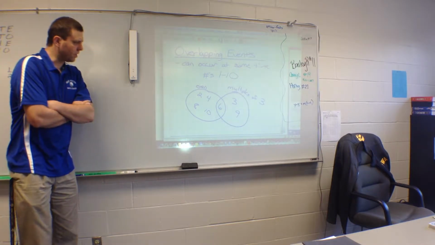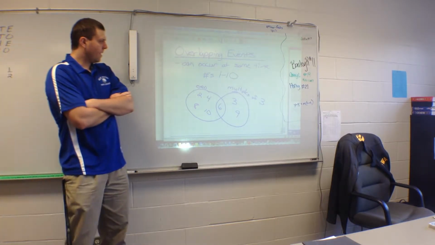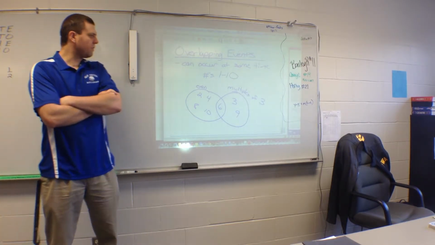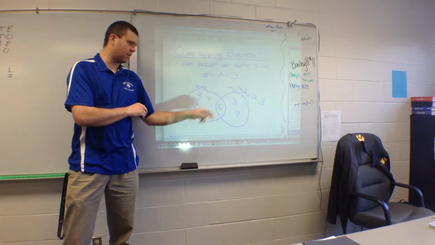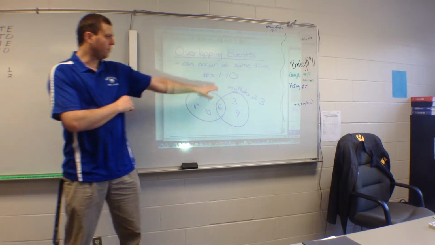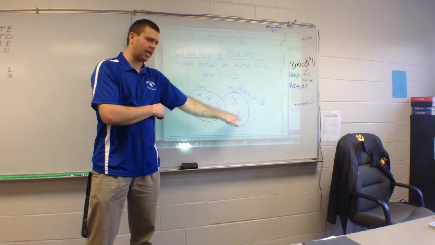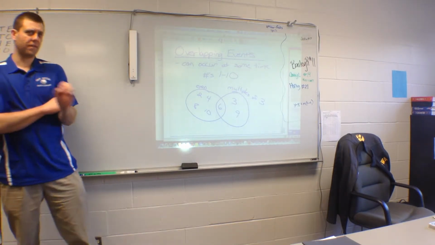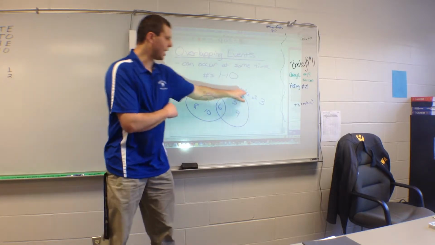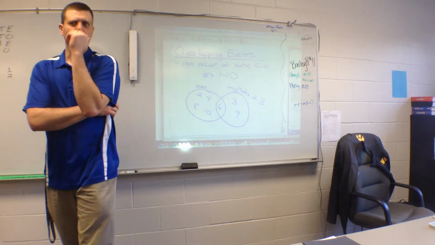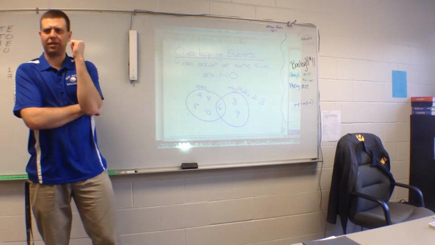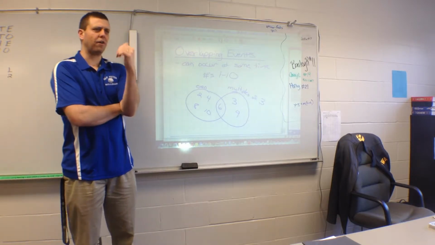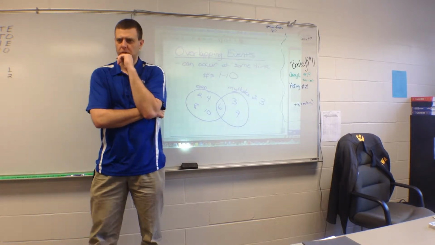Well, if you look at this, all of the even numbers would be 2, 4, 6, 8, 10. All of the multiples of 3 would be 3, 6, 9. 6 fell into both categories. 6 is both an even number and a multiple of 3. So this is an example of overlapping events, because there is an outcome that falls into both categories.